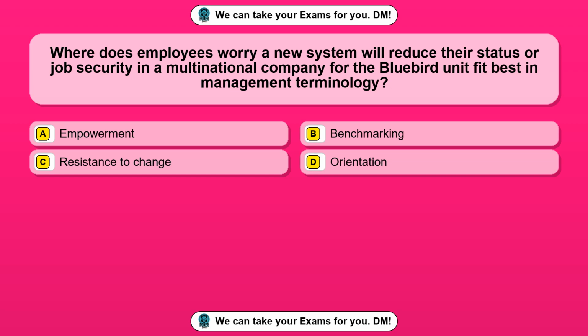company for the Bluebird unit fit best in management terminology? Option A, empowerment. Option B, benchmarking. Option C, resistance to change. Option D, orientation. The correct answer is option C, resistance to change.